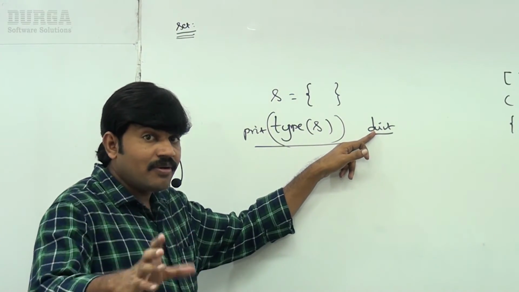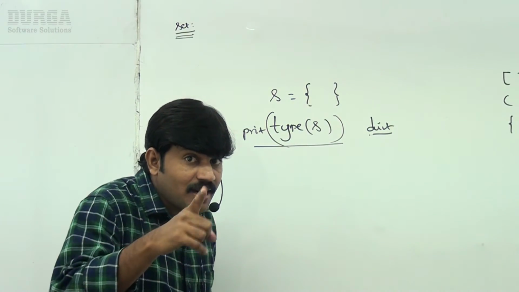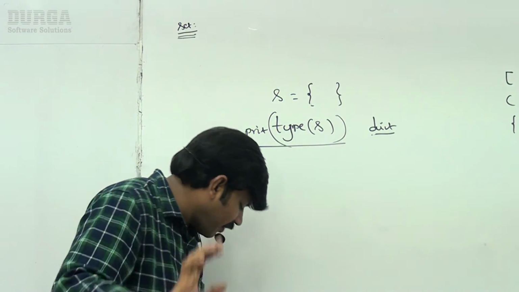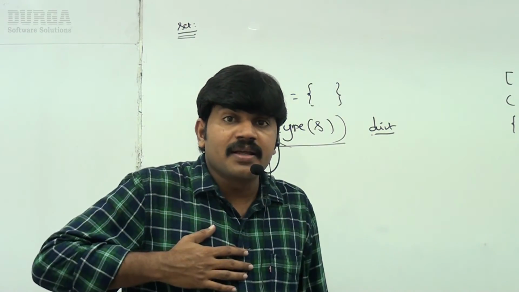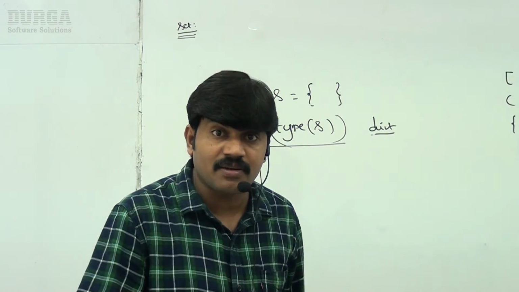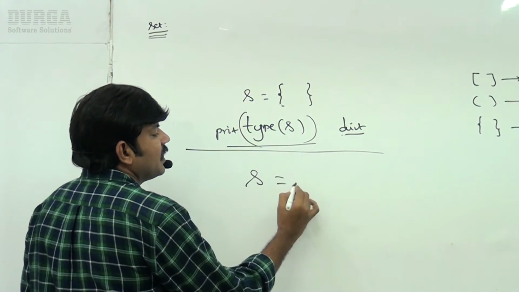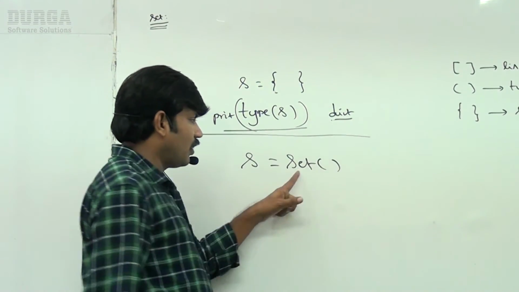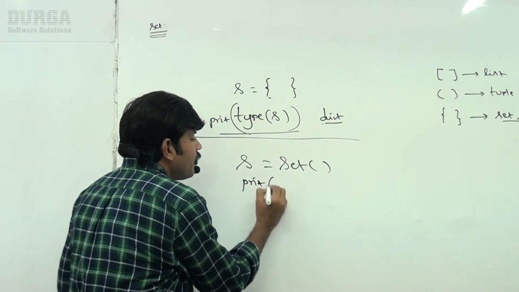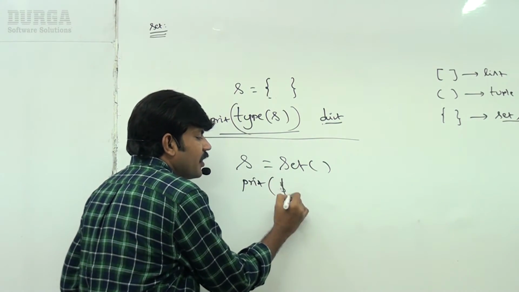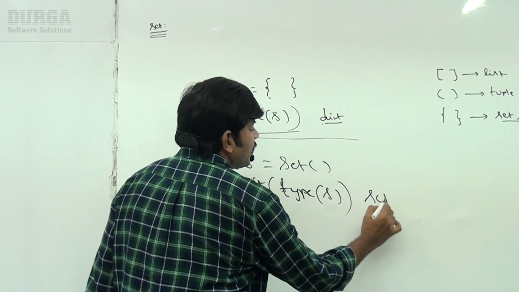Just observe carefully. Curly brace open and close is not a set. It is the dictionary. Then immediately you ask, sir, if it is the empty dictionary, how can I create an empty set? What is the way? If you want to create an empty set, you have to call the set function: s is equal to set(). Now print the type of s. Now it is treated as an empty set, sir.